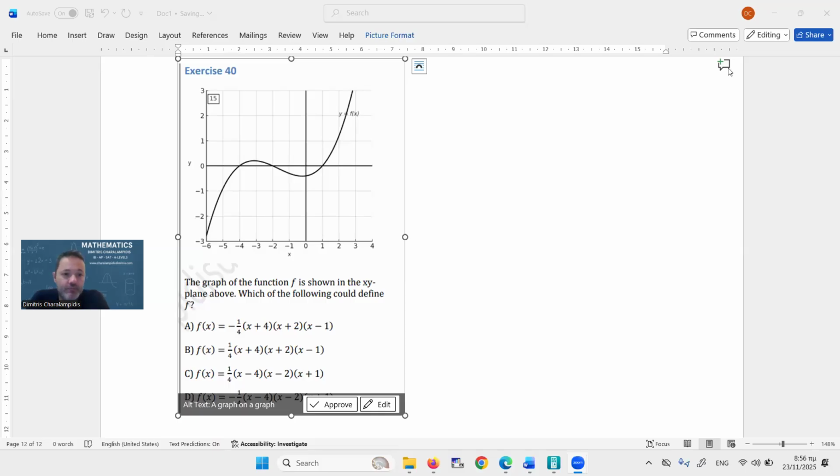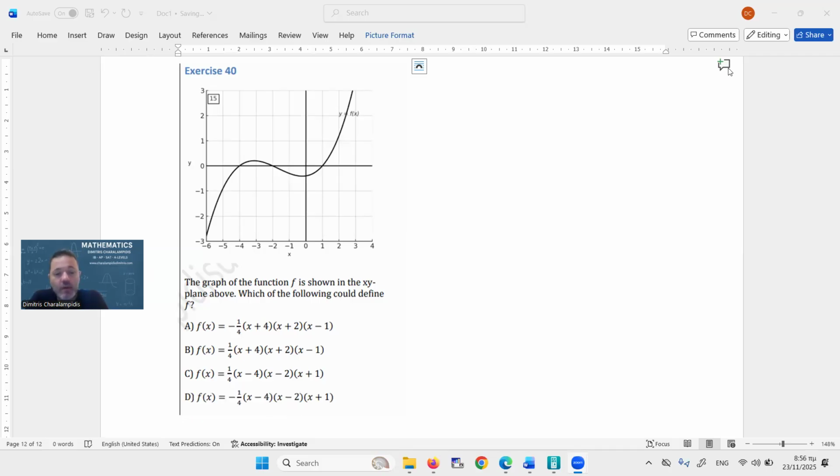Exercise 40. The graph of the function f is shown in the xy plane above. Which of the following could define f? Okay, let's see, that's a typical exercise actually. I can see the zeros, which means the roots. The roots are this, this, and that. So it's when x is 1, when x is -2, and when x is -4.